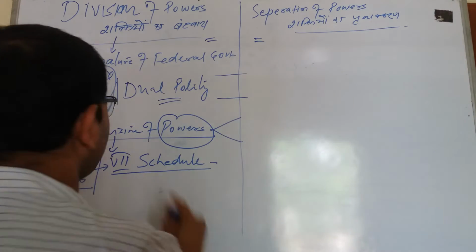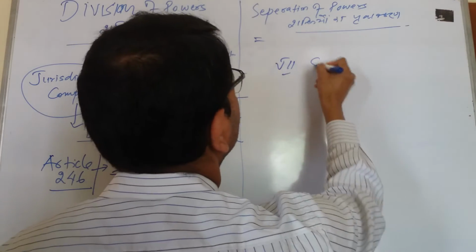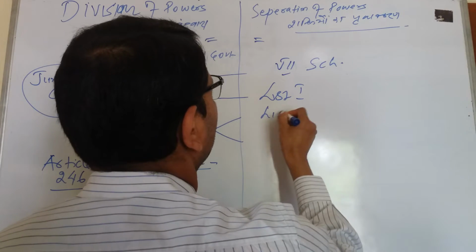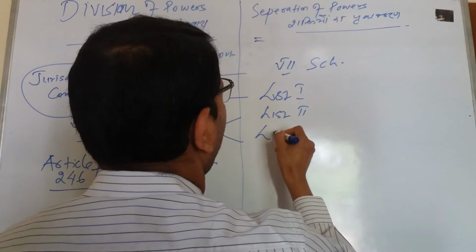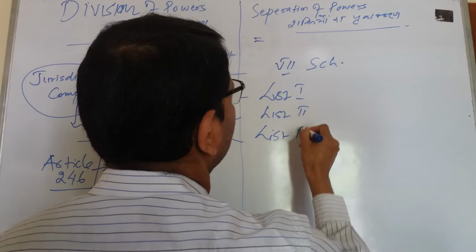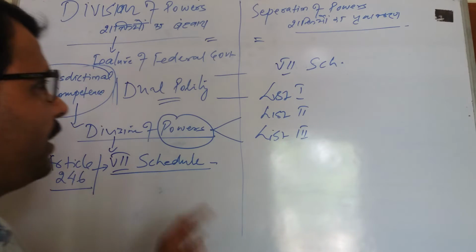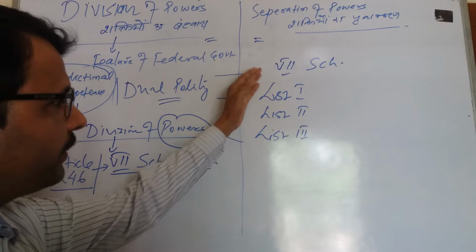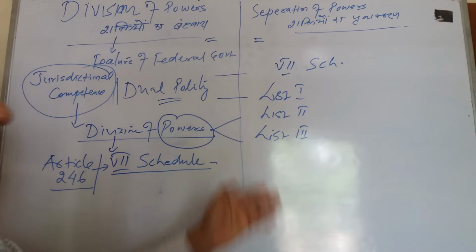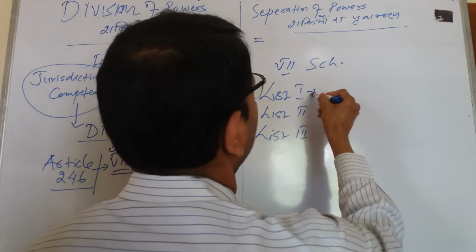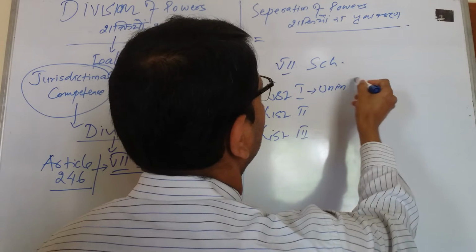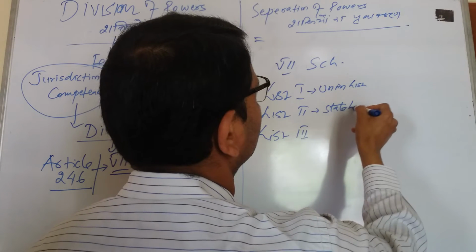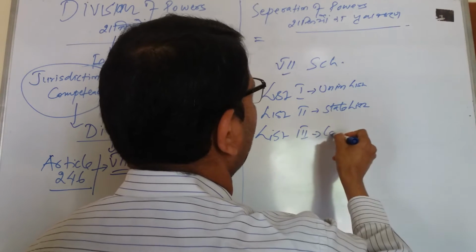As per the 7th Schedule, you will find there are 3 lists: List 1, List 2 and List 3, right? The division of powers given in the 7th Schedule of the Indian Constitution is provided under the 3 lists. List 1 is called the Union List, List 2 is called the State List, and List 3 is called the Concurrent List.